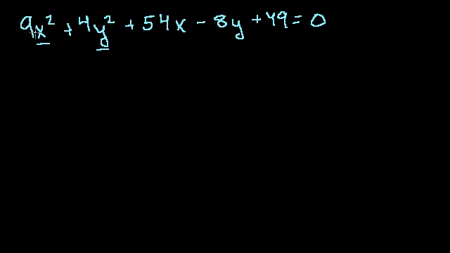If they both have the same number in front of them, that's a pretty good clue that we're going to be dealing with a circle. If they have different numbers, but they're both positive, that's a pretty good clue we're probably going to be dealing with an ellipse. And if one of them has a negative number in front of it and the other has a positive number, that tells you that we're probably going to be dealing with a hyperbola.